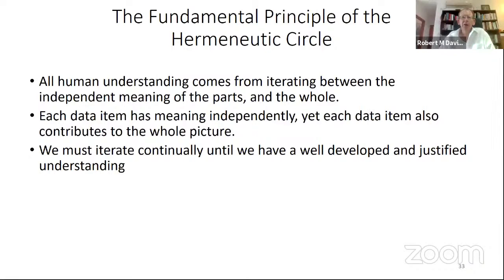The first one is about human understanding coming from iterating between the independent meaning of the parts and the whole. When you're studying a phenomenon, you can't see the whole thing at one time. We tend to focus on bits, on constructs, on ideas. And we need to move between the big picture and the small picture. As we make that move, our understanding may change. So you have to move backwards and forwards from the data to the theory, to the data, the theory, until your theory makes sense and it's consistent with the data. That can take a number of passes.